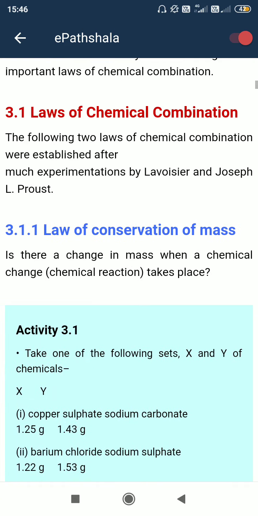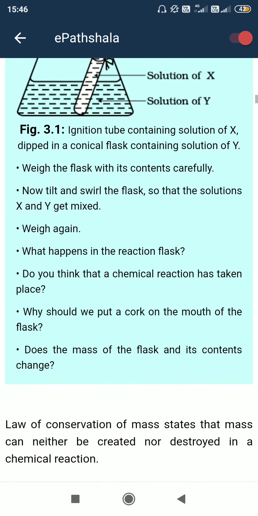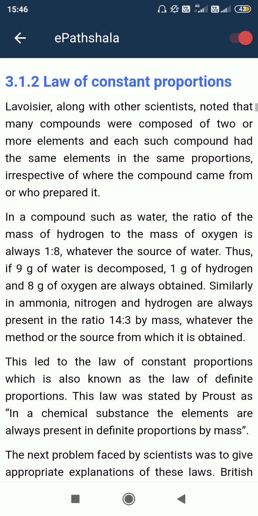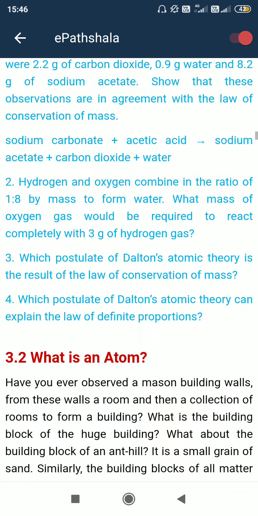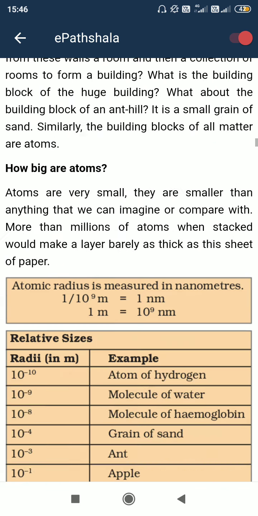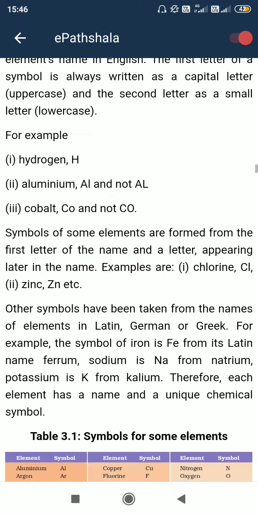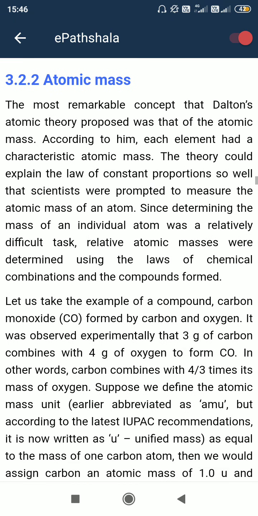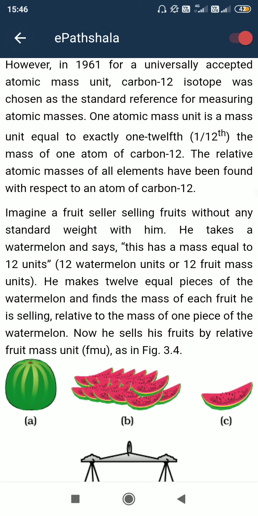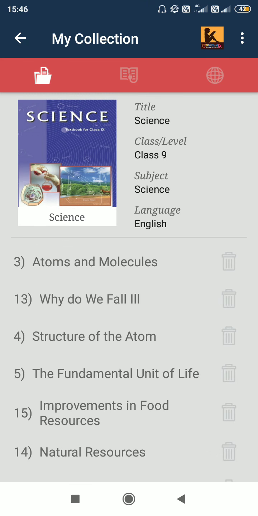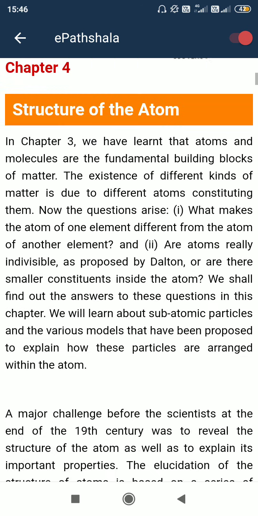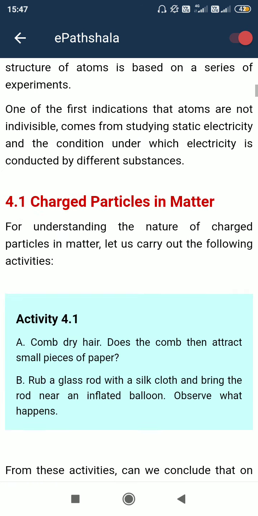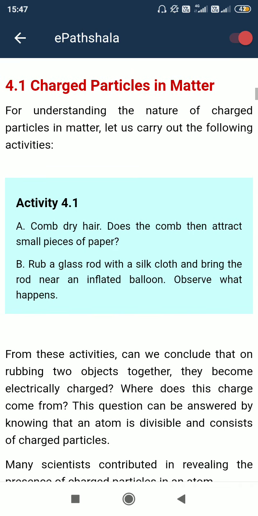Now this is the important main part. The structure of the atom, atomic structure. Structure of the atom, this one.